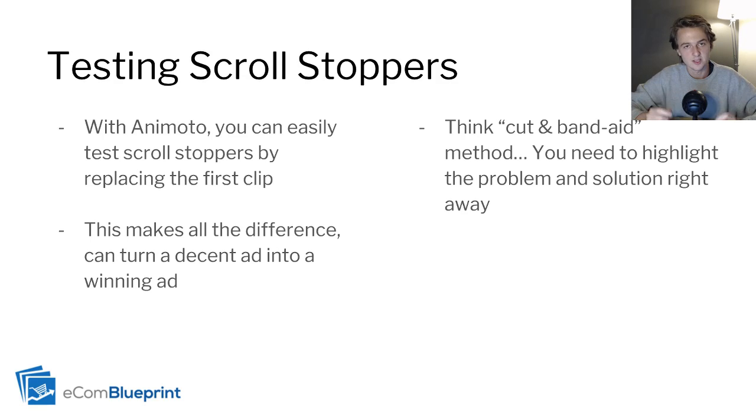Now, with Animoto, you can easily test scroll stoppers by replacing the first clip, and this makes all the difference. And now you have to think about the cut and band-aid method that I was telling you earlier about. The scroll stopper is really the cut, it's what allows you to apply this method. And so you want to find scroll stoppers that will kind of cut the audience without being too offensive or too crazy. So I'm going to show you some examples, and hopefully it's going to all make sense.